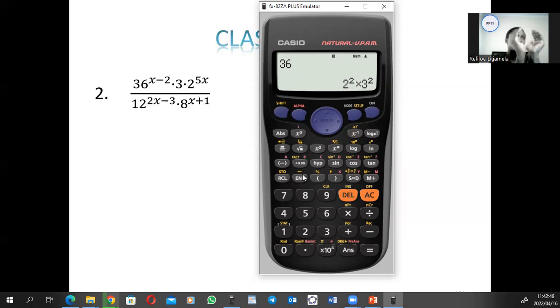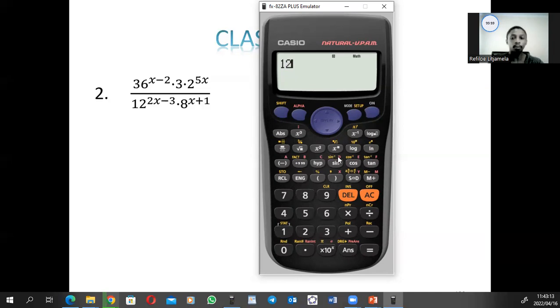Please note that 2 squared times 3 squared is still 36. So this 36 is raised to the exponent of x minus 2. That is why I'm taking 2 squared times 3 squared; I'm still raising them to the same exponent of x minus 2. Okay. I don't need to prime factorize 3. I don't need to prime factorize 2. However, I need to prime factorize 12.